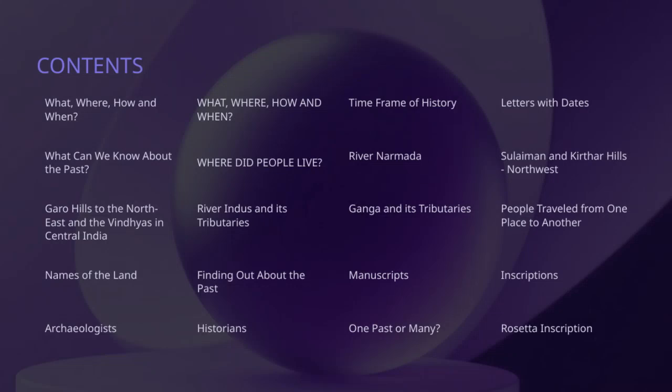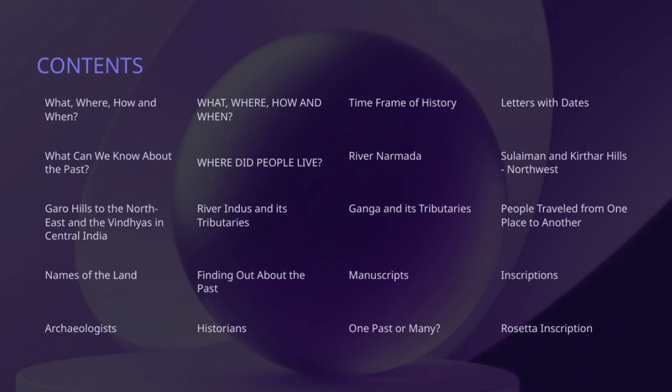On this slide, we see the title Rosetta inscription, which hints at how inscriptions help us understand the past. Inscriptions are like ancient messages carved in stone or written on other materials. They tell us about people who traveled from one place to another, showing us movement and connections across regions. For example, Suleiman and the Kurthar Hills in the northwest are important landmarks mentioned in many inscriptions.